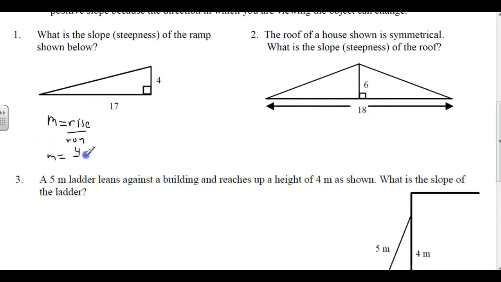Slope is a rise of 4 over a run of 17. And then if we needed to, we could express that as a decimal, or we would leave it as a reduced fraction. More properly, leave it as a reduced fraction.